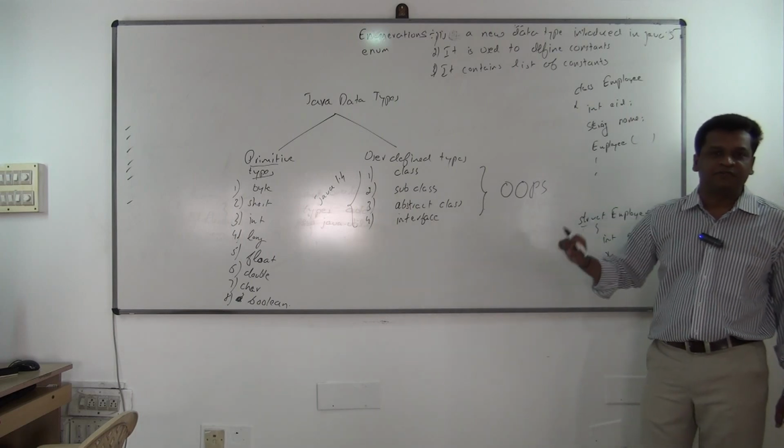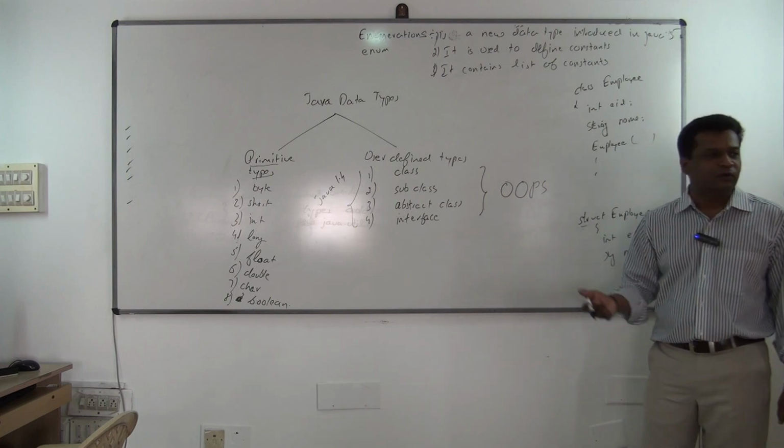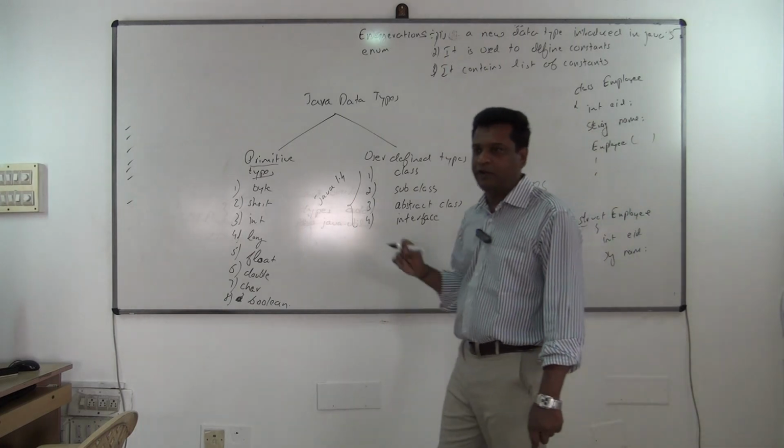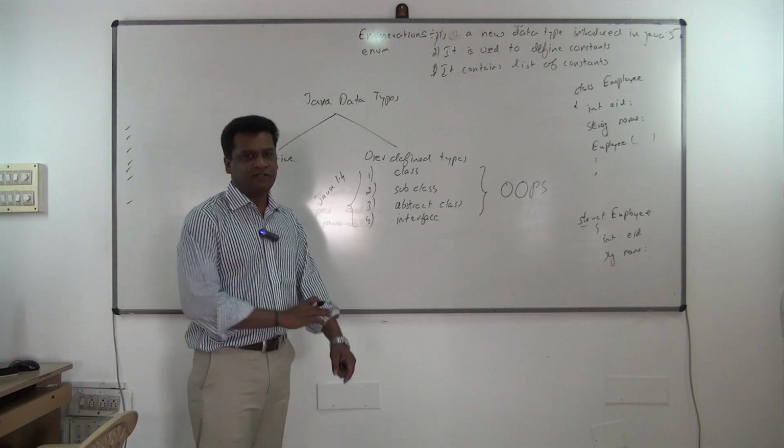Understood? You have the primitive types, you have the user defined types. Okay, and these user defined data types give you the support for implementing OOPS. Very powerful, and at the same time platform independent. You write your code once, you can run it on any operating system of the world. You just need a JVM, that's it.